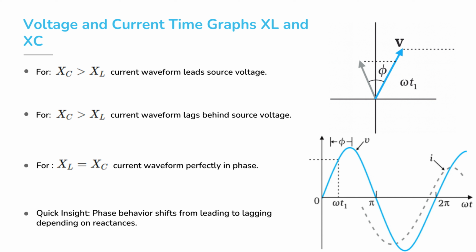In this case, the current waveform leads the source voltage. It reaches its peak earlier. On the other hand, if Xc is smaller than XL, the circuit behaves like an inductor. Here the current waveform lags behind the source voltage, it peaks later.